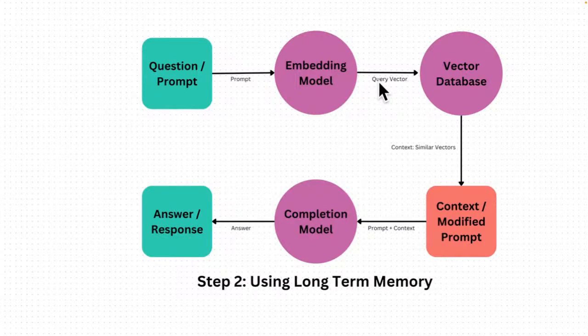So we take that query vector and we query our vector database. What we're essentially asking is, hey, vector database, here's a vector from a user asking a question. Are there any relevant vectors that we can give to our ChatGPT or our completion model? So it's going to pass back any similar vectors as context. And then all we're going to do is modify the prompt to include that additional information. So we take that additional information, the original prompt, and the context, and pass it into a ChatGPT or a completion model, and then we give the answer to the user.